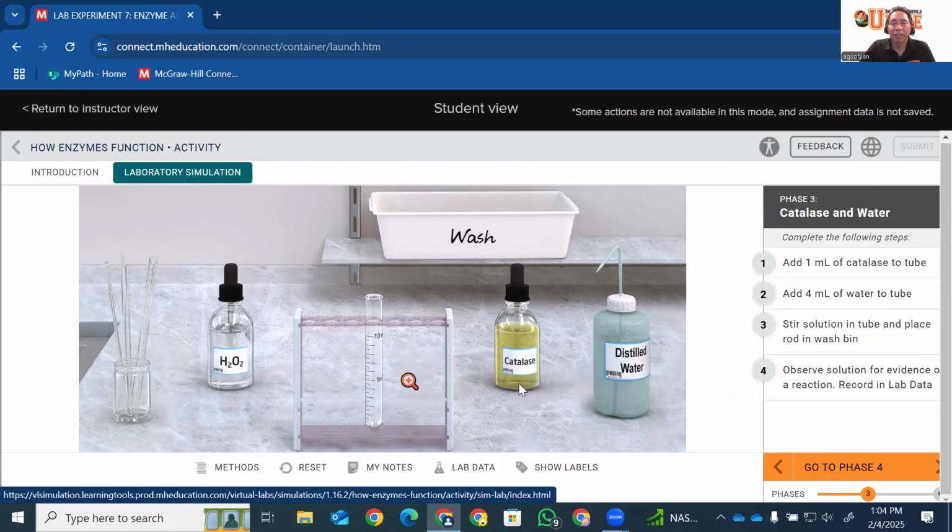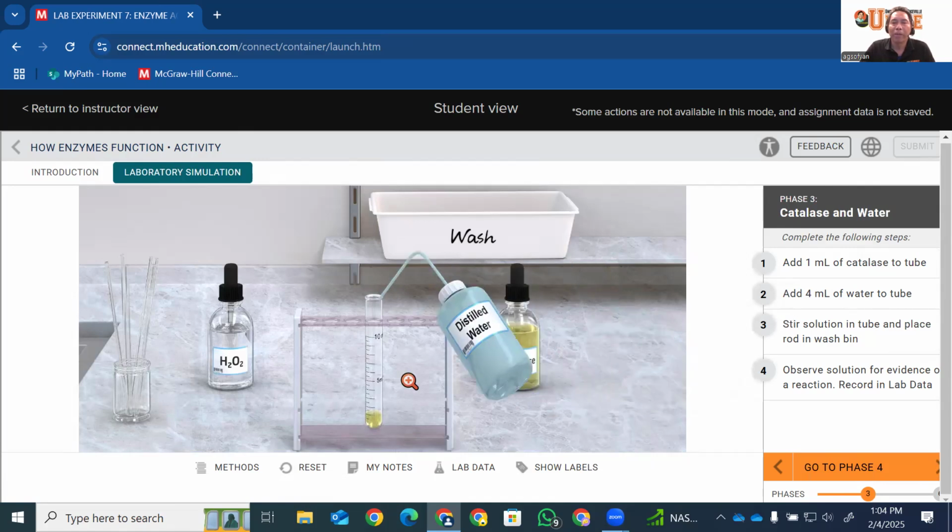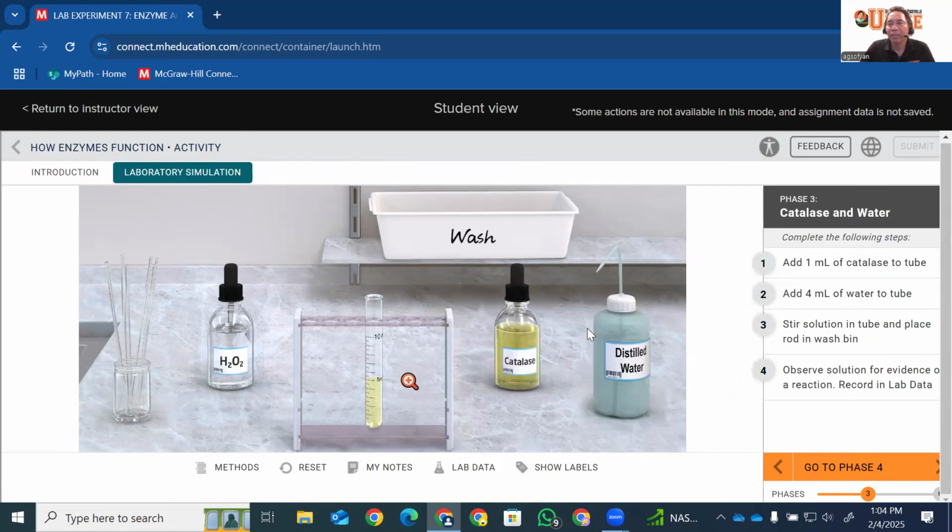And then what does it say? Add 1 milliliter of catalyst to the tube. Put it back. Add 4 milliliters of water. Click it. Put it back. Stir the solution. Take one of the stir rods, put it there, and stir it.